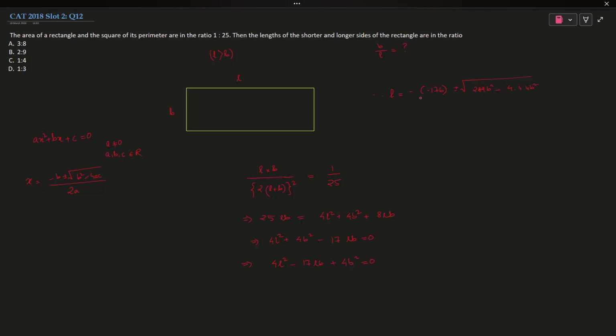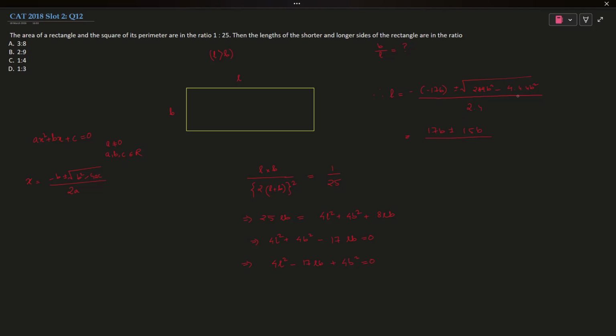4 into 4 is 16. 16 into 4 is 64 by 2 times of a, which is okay. So from here I will get 17b plus minus 17 and 64. 64 is basically 8 square, right? 17, so 8, 15, 17, it forms a Pythagoras triplet. So this will be 15b. This is 15b. You can check it.